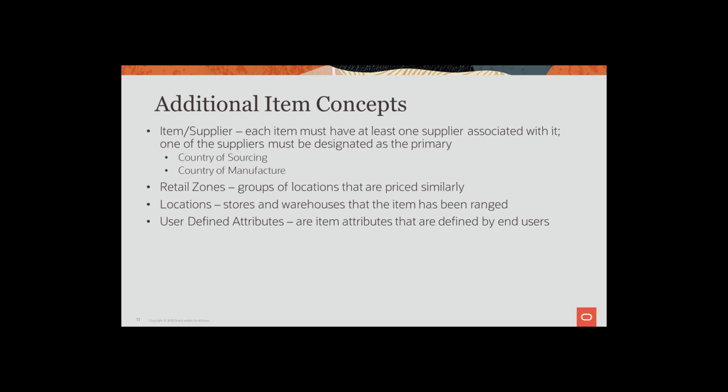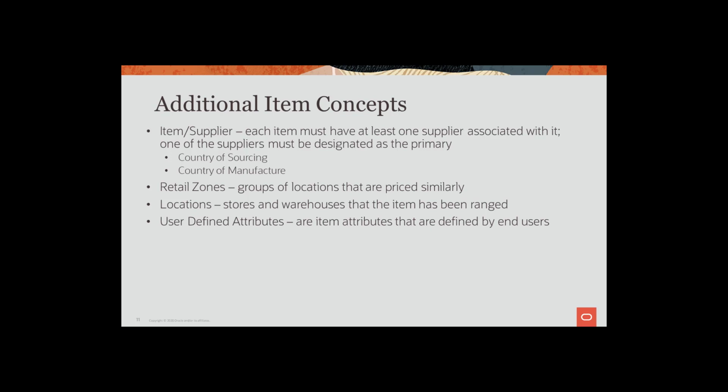There are many different ways to assign attributes to items in merchandising, but most of them are predefined by the system. User-defined attributes, or UDAs, are different in that they are defined by end users. Merchandising supports three types of UDAs: list of values, date, and freeform text.